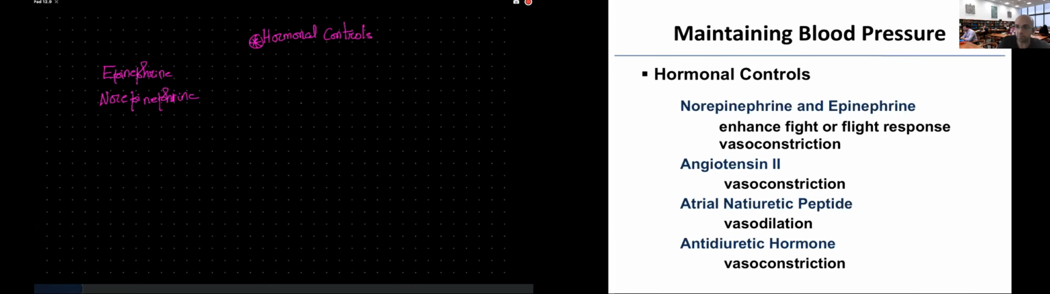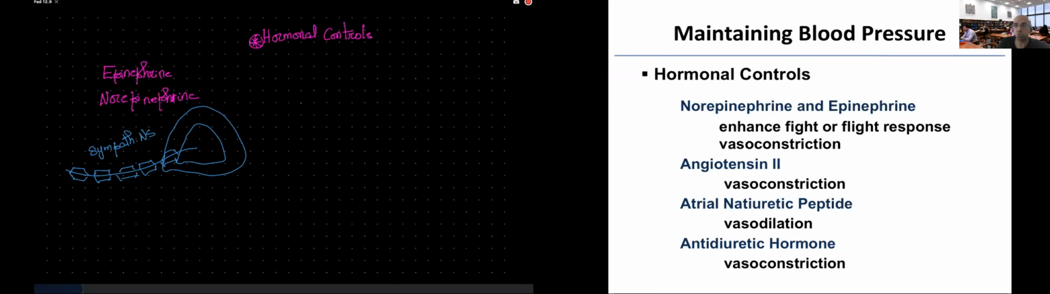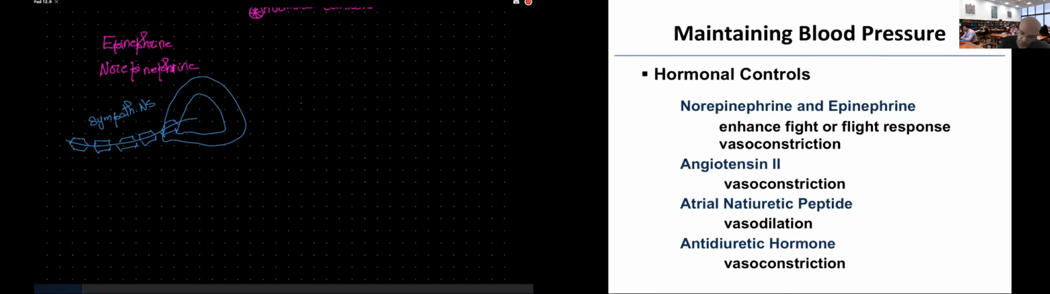Those two hormones, if you remember, are released from the adrenal medulla of the adrenal gland. And if you remember back from the autonomic nervous system, this part of the adrenal gland, the adrenal medulla, was innervated by the sympathetic nervous system. And remember, the sympathetic nervous system was responsible to increase my blood pressure, increase my heart rate.